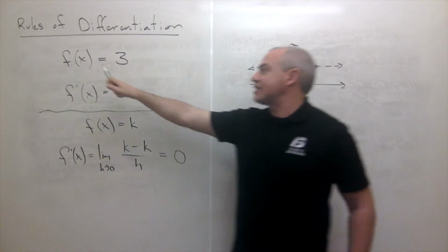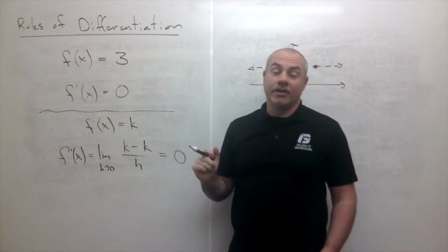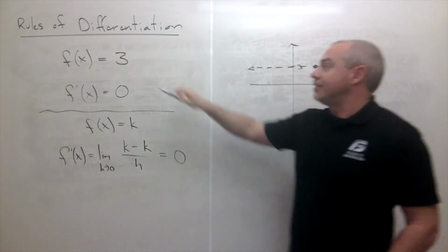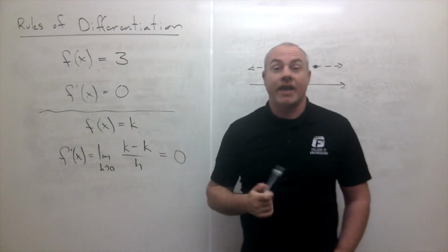So f prime of x is 0 for any constant function we can come up with. So if f of x is equal to just a number, like 3 or 7 or pi or anything like that, then the derivative of that function has to be 0.